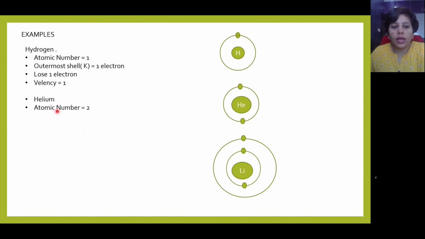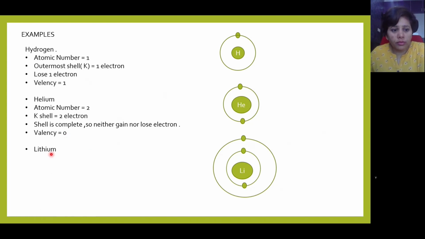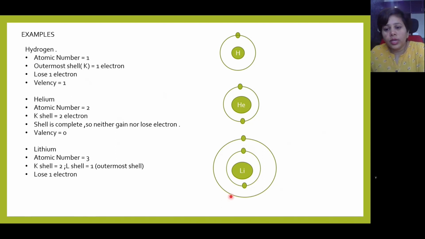Helium. The atomic number is 2. It has 2 electrons in the outermost shell. The maximum electrons that can be accommodated in the K shell is 2. So it will neither lose an electron nor gain an electron. So the valency of helium is 0. Next, lithium. Atomic number is 3. 2 in the K shell and 1 electron in the L shell, that is the outermost shell. So it will lose 1 electron to attain stability. So its valency is 1.